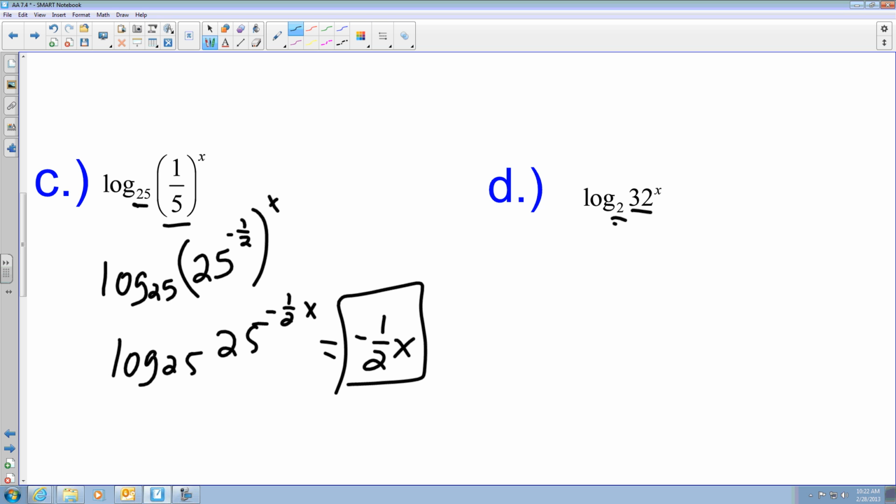Looking at example D, I have log base 2, but I need to get 2 here. So I need an exponent such that 2 to some power is going to equal 32. That value is 5. So if I take 2 to the 5th power, that'll give me 32, all of which is to the x power. So I got log base 2 of 2 to the 5x. And using my formula here, my simplified expression should be 5x.